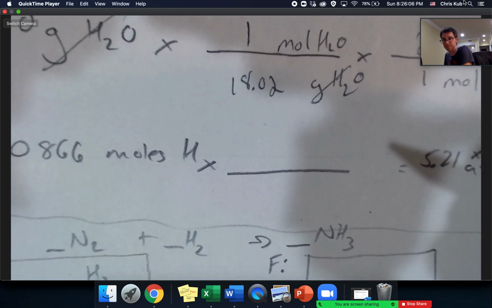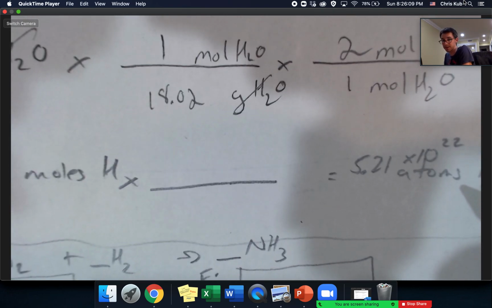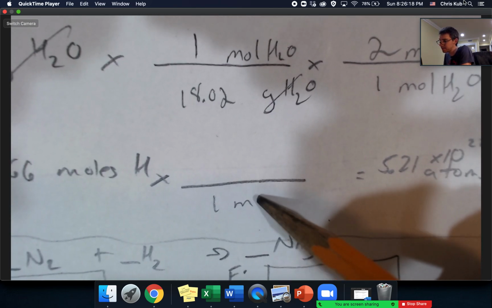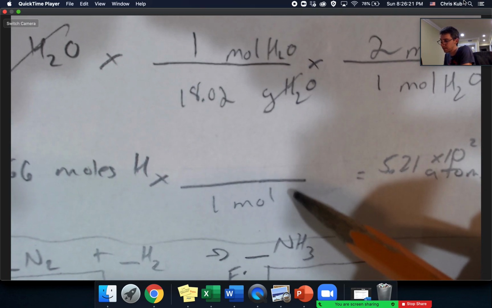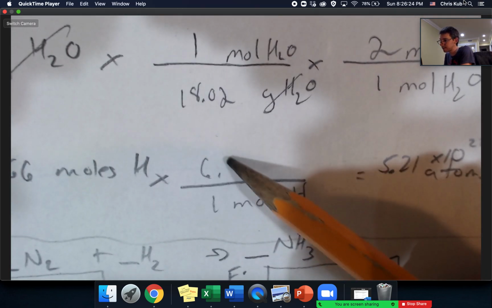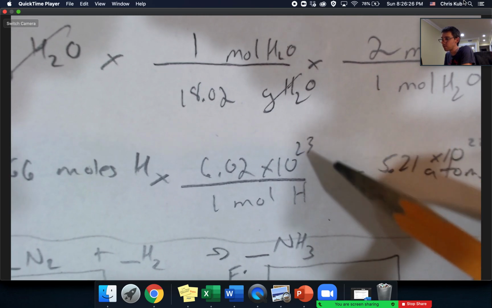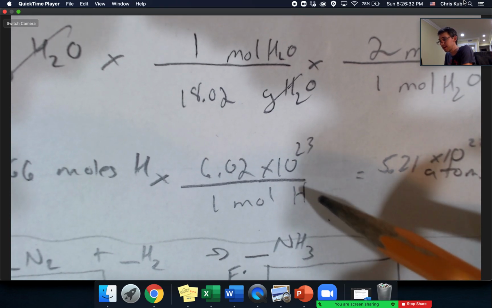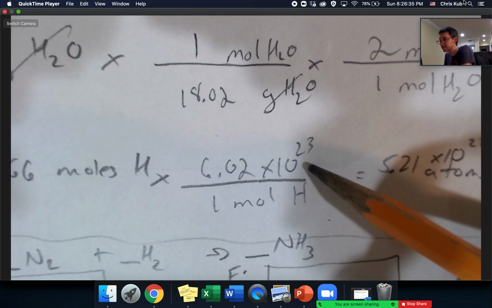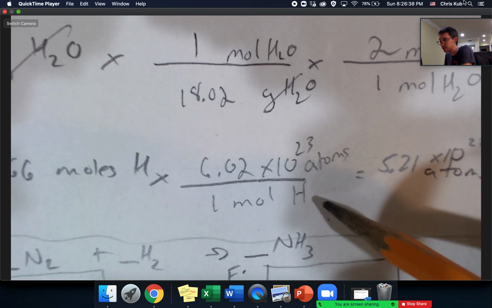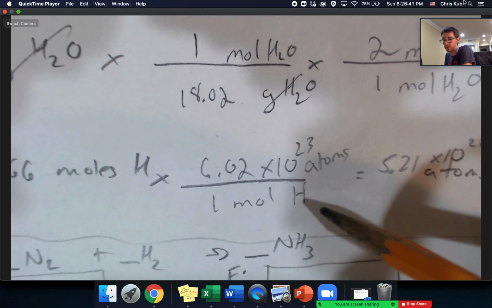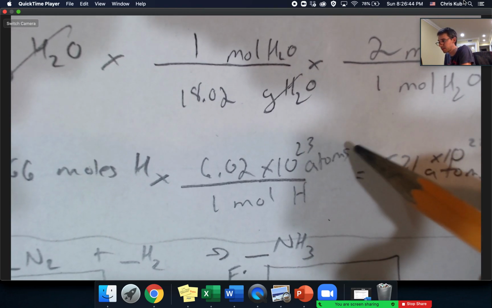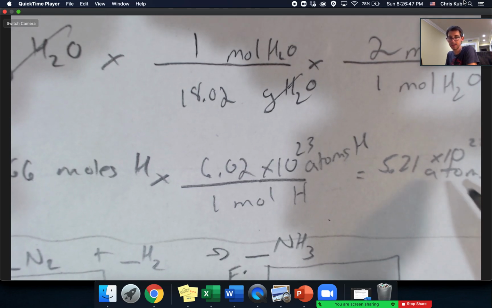You can convert from moles of something into representative particles of it, whether that's atoms or molecules or formula units or ions, by multiplying by 6.02 times 10 to the 23. For every 1 mole of hydrogen, there are 6.02 times 10 to the 23 representative particles of that hydrogen. Now, specifically, that representative particle for hydrogen is atoms, because it's just H. It's not H2, it's not H2O, it's just H, simple atoms. And so you can calculate the following.